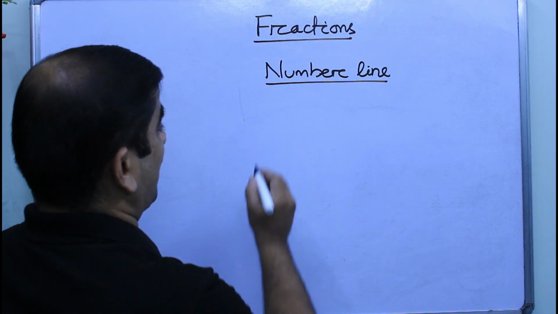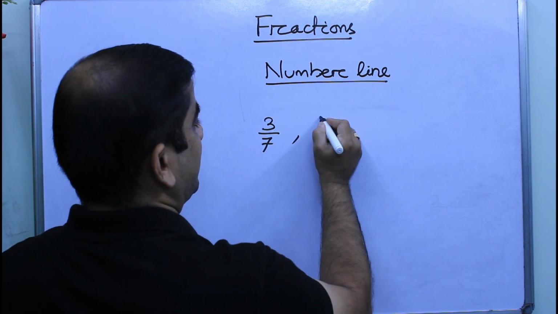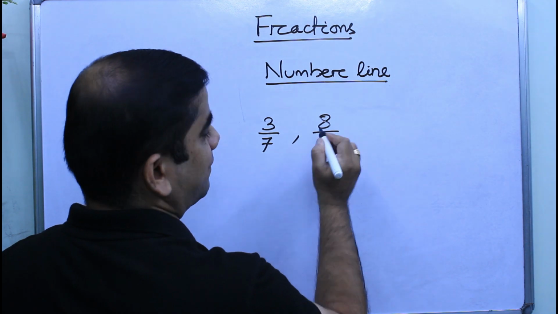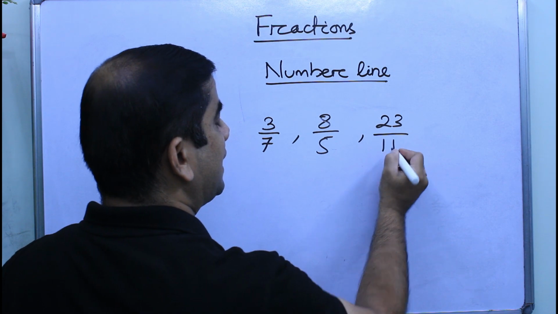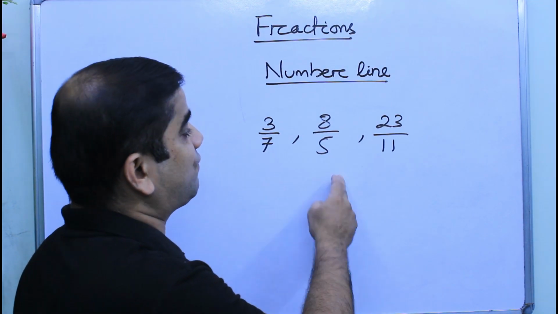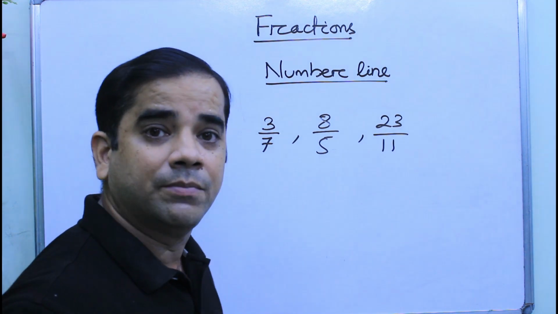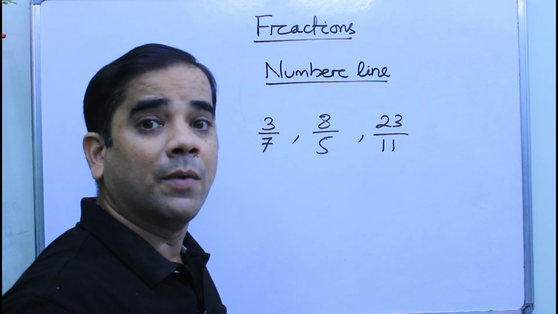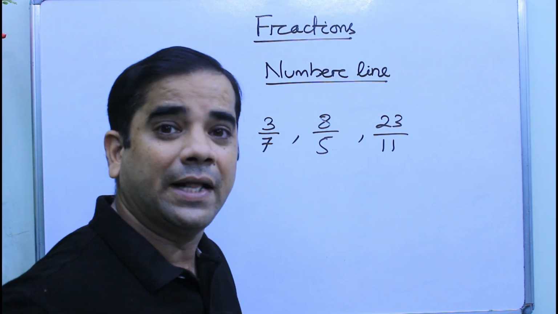Students, suppose we have fractions like 3 by 7, 8 by 5 and 23 by 11. Students, now the denominators are 7, 5 and 11 and we cannot go for the prime factorization of these because they don't have any common factor. So to find out the LCM, we need to multiply them.